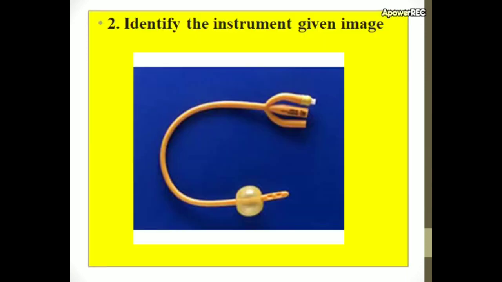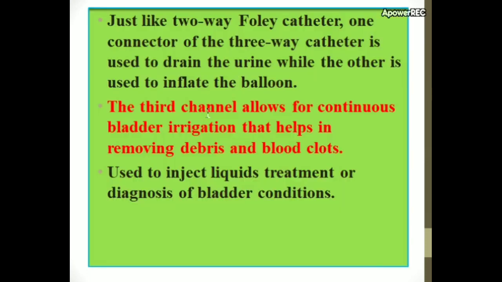Next question, identify the instrument in the given image. So just imagine what picture this is, and we can go to the answer page. Just like the two-way Foley catheter, this is a three-way Foley catheter. One connector of the three-way catheter is used to drain the urine while the other is used to inflate the balloon. So this is a three-way Foley catheter.